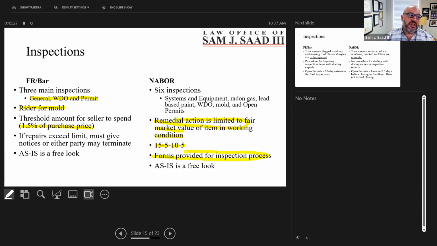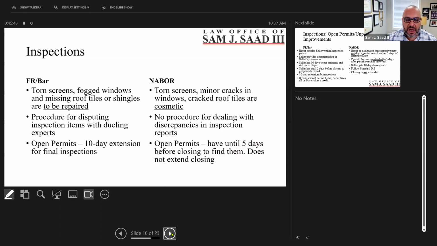I will say this, FRBAR has a lot of good forms, but NABOR has 80 forms to get you through the closing process. As a person who chairs the committee, I kind of like those forms because they really help the realtor. They're good tools. A little more on inspections.